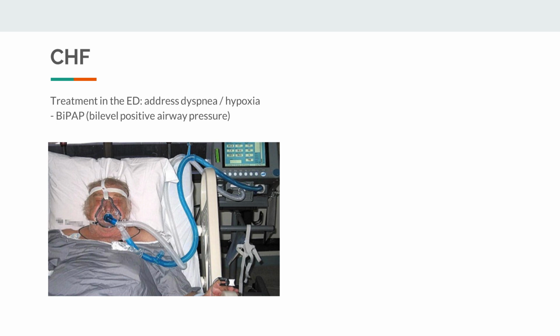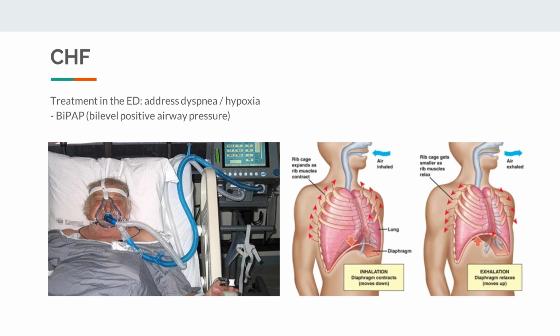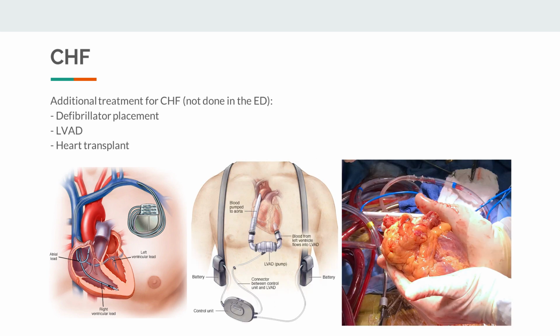Something else we can try for CHF patients is BiPAP, which stands for bilevel positive airway pressure. It's a respiratory ventilator which allows more air to get in and out of the lungs. Although the ED primarily focuses on symptomatic treatment, there are some additional treatments for CHF that can be done outside of the ED, including a defibrillator, LVAD, and a heart transplant.